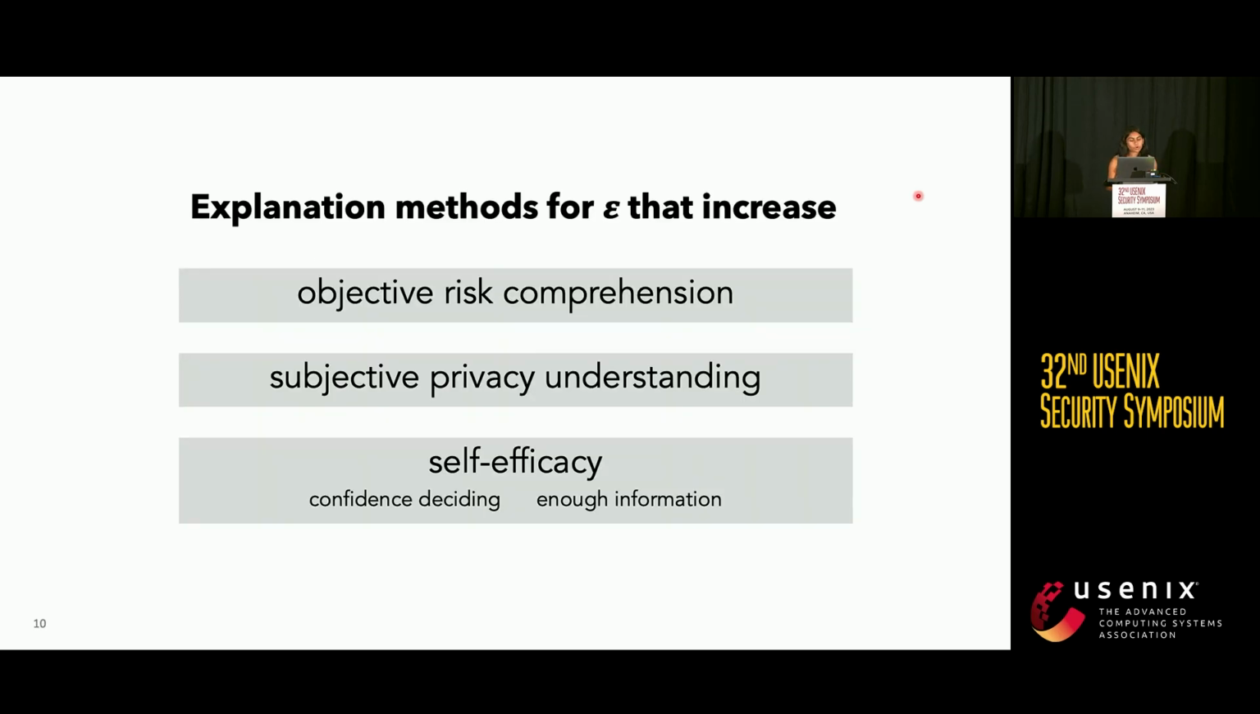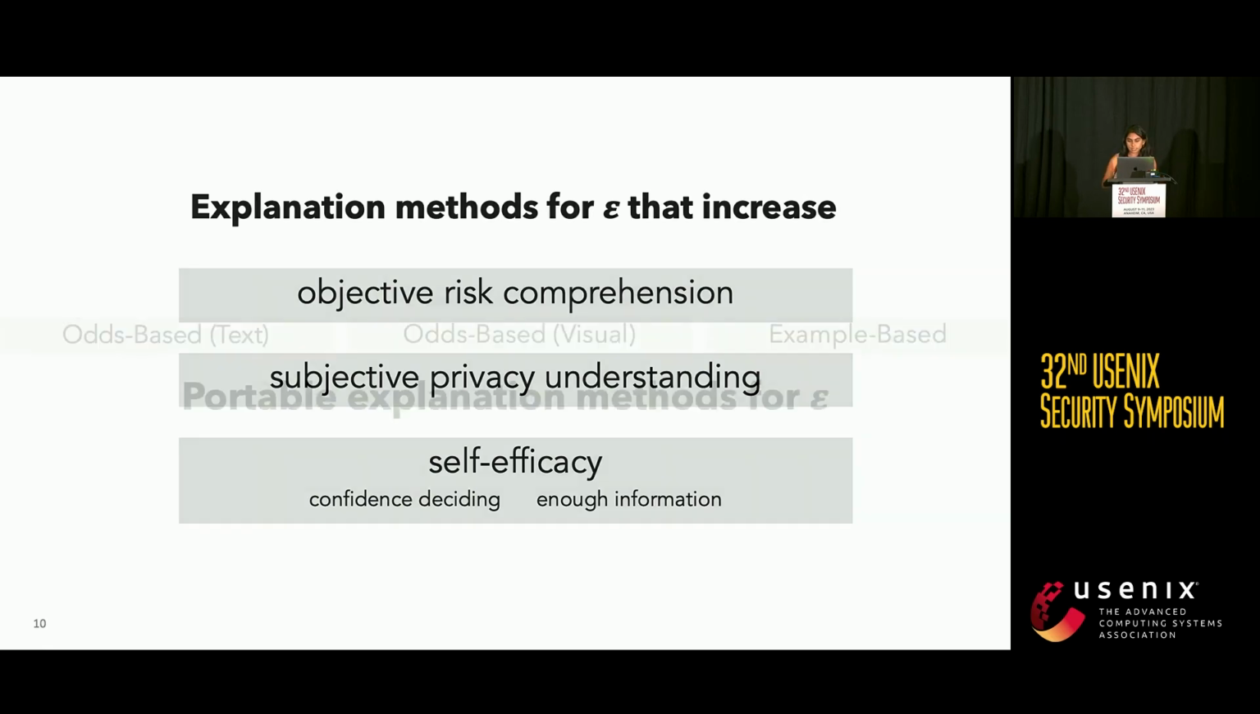So our goal in this work was to overcome these challenges and develop effective explanation methods for Epsilon that empower end users to make more informed data sharing decisions. And by effective, we mean that our explanations should increase people's objective risk comprehension. So in other words, people should understand the probabilistic nature of guarantees. Second, explanations should improve subjective privacy understanding, so people's feelings that they understood the privacy protections. So if people feel like they understand the protections, and they actually understand the protections, then they can act on that understanding. And last, explanations should improve self-efficacy, specifically confidence in making a data sharing decision and feelings of having enough information to make that decision.